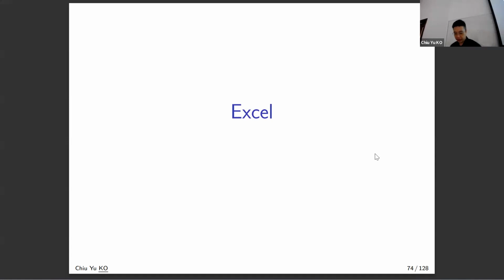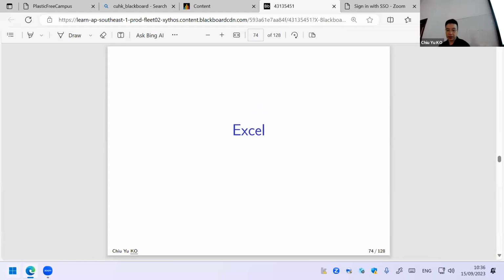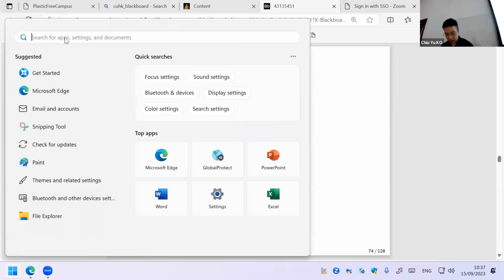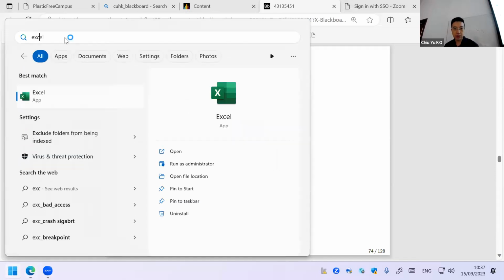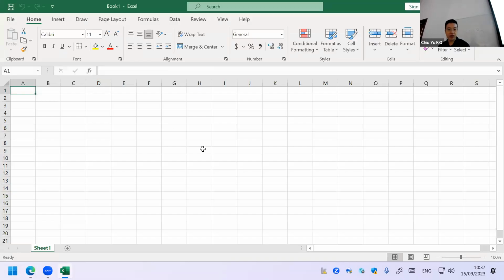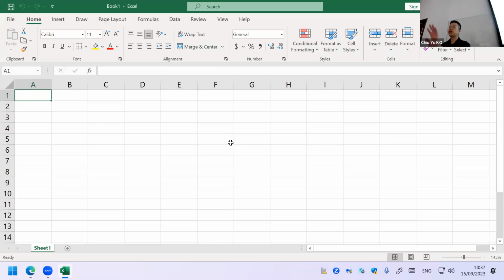So, Excel. Let's get started. Let's open Excel, or we can also show you Google Sheets, which is the same. But we just do Excel because it has the same functions. Just to remind you, if you already know Excel, you can go home. There's no extra gain from this one.